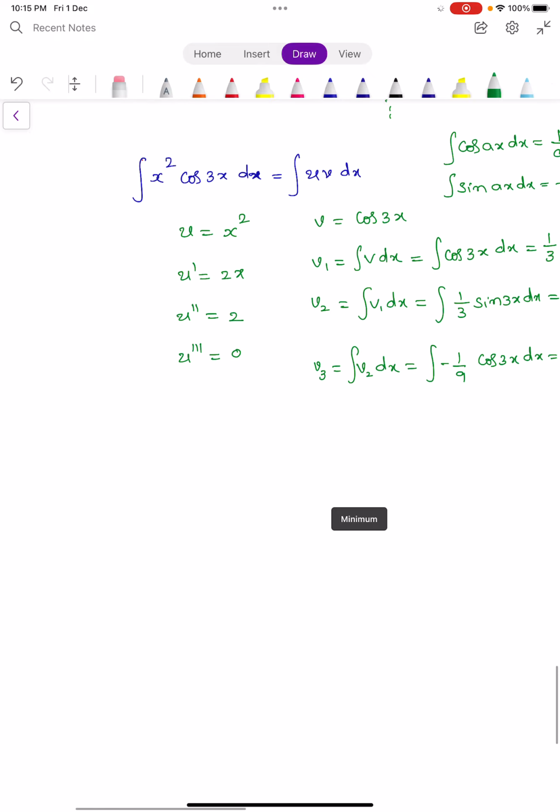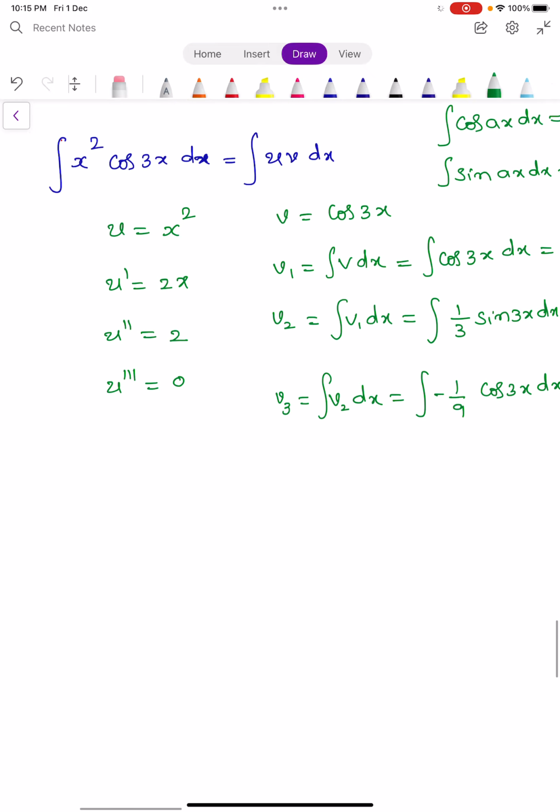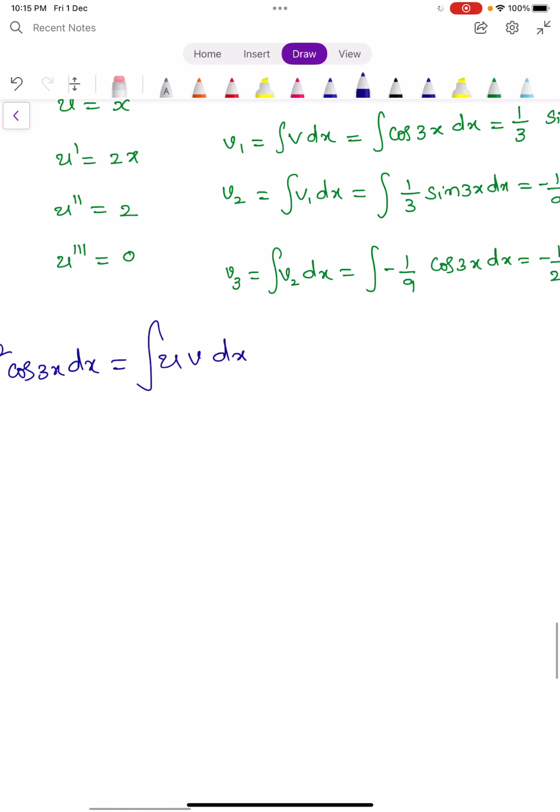Now by applying the Bernoulli's principle, integral x square cos 3x dx is equals to integral uv dx, which is equals to u v1 minus u dash v2 plus u double dash v3 minus and so on. Now see, what is u? x square. What is v1?